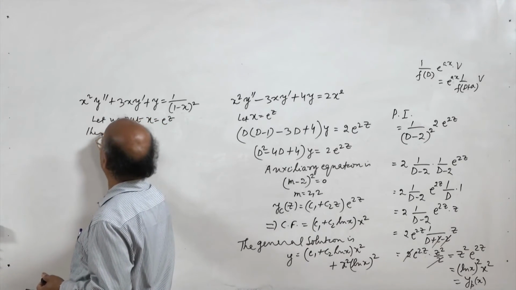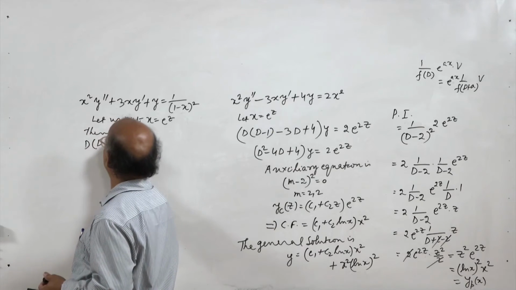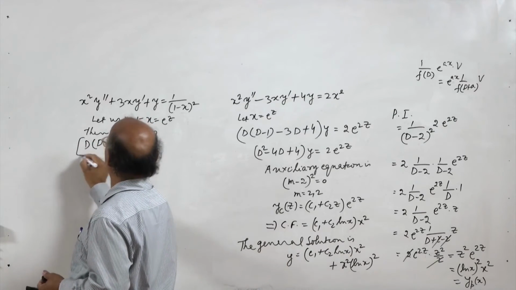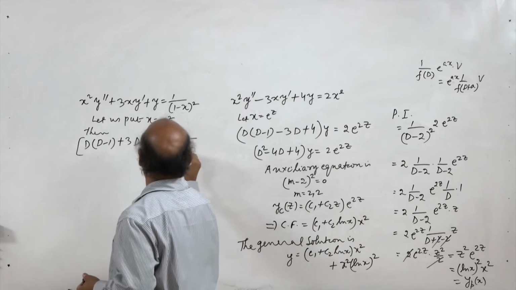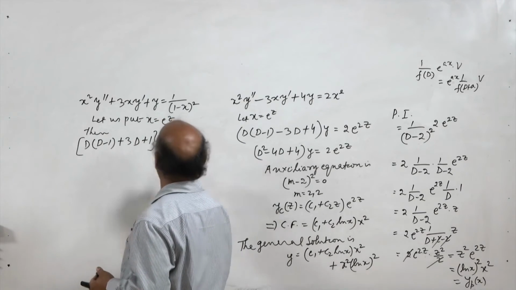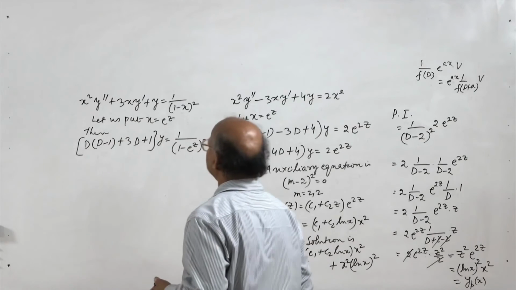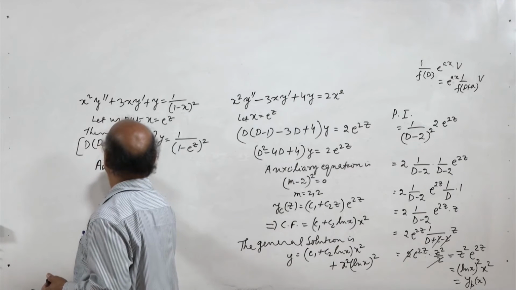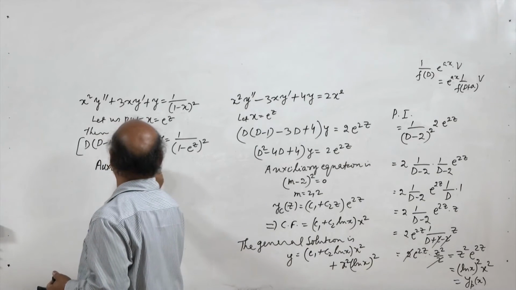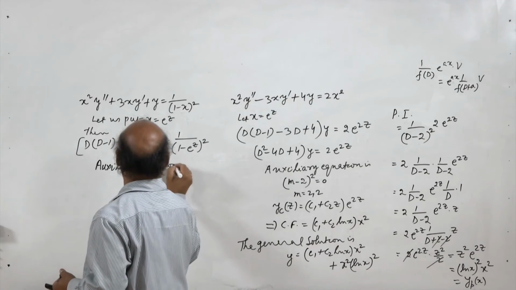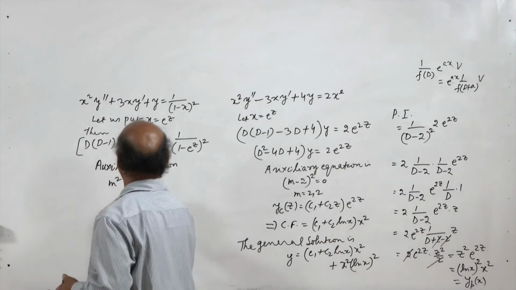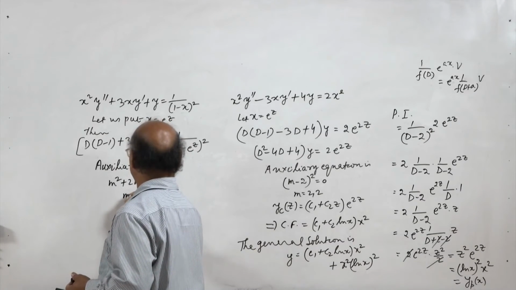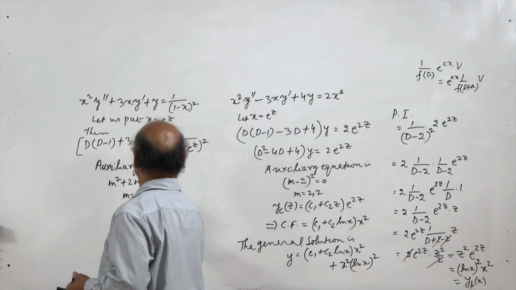So then (d² − d) + (3d + 1)y equals 1 over (1 − e^z) whole square. Now this is d² − d, so we have d² + 2d + 1, so the auxiliary equation is m² + 2m + 1 equal to 0, which gives m equal to −1, −1.